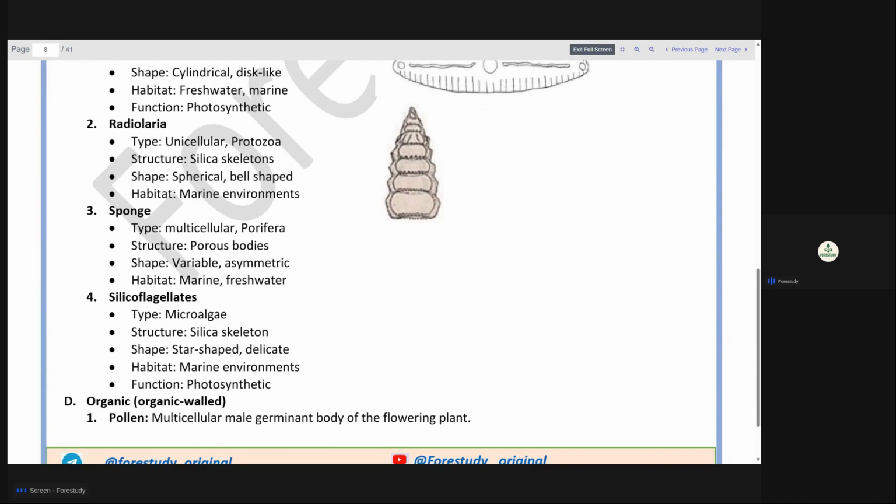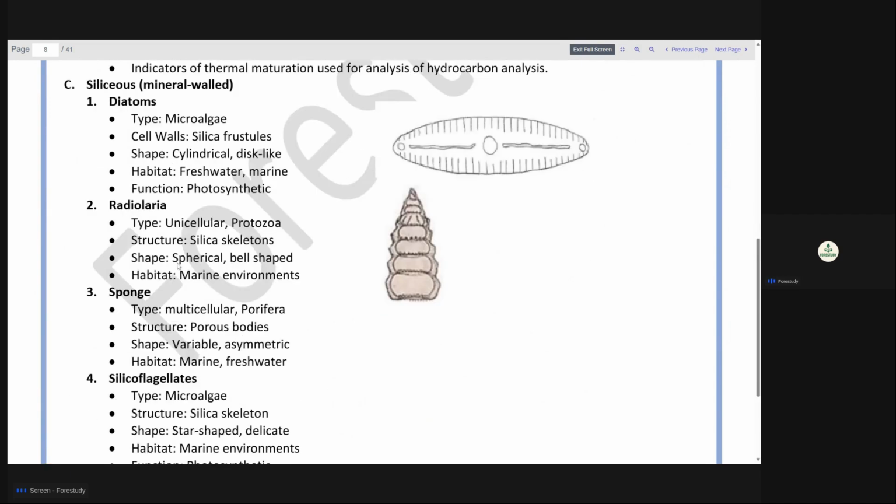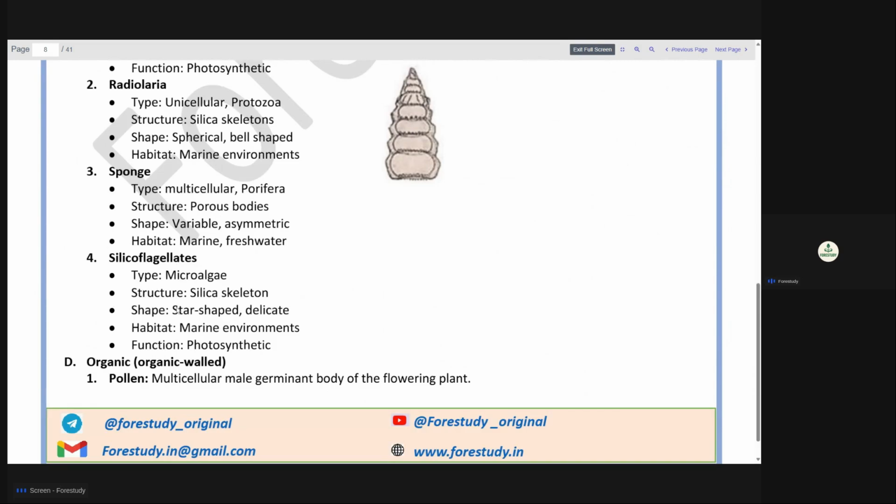So I'll show the diagram later on after reading all the silicoflagellates and organic pollens. So the next one is the silicoflagellate. It's again a microalgae. Silica skeleton and the shape is star shaped. It's a very delicate structure. Remember, it's a star shaped structure, silicoflagellate, found in marine environments, and the function is photosynthetic because it is an algae. So these are all the silica walled organisms whose walls are made up of silica.